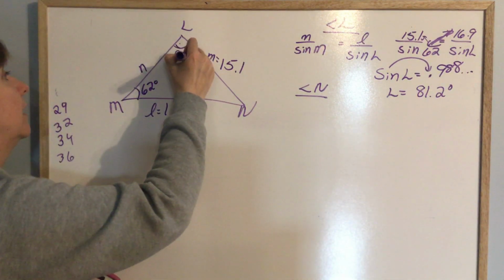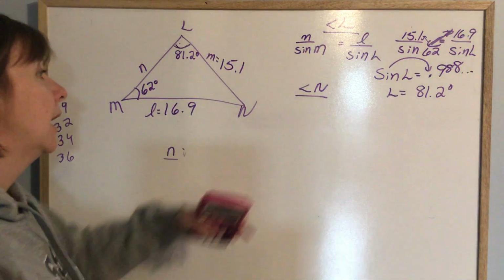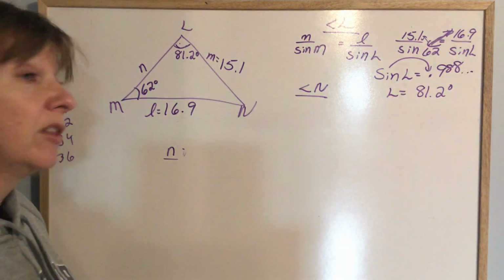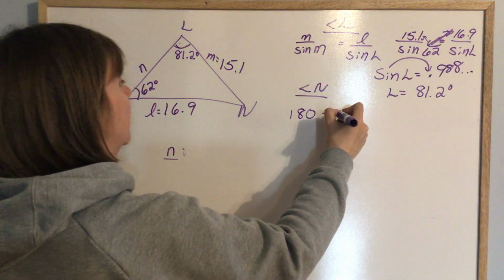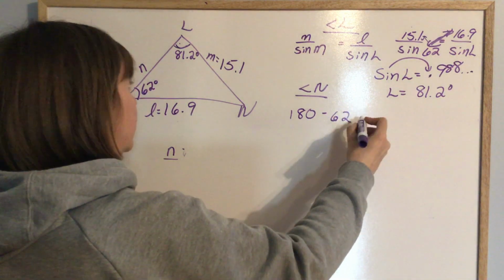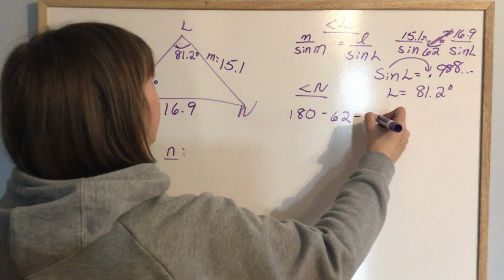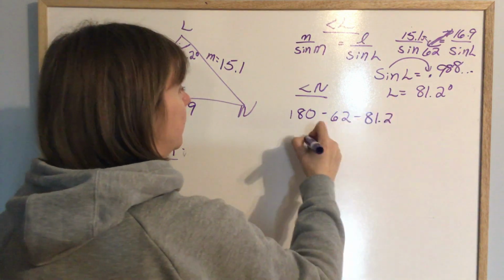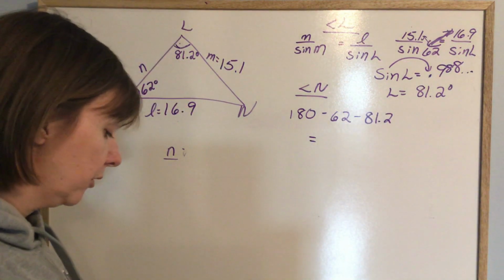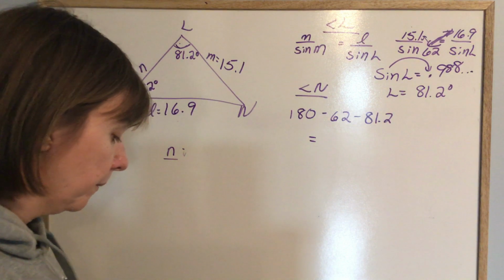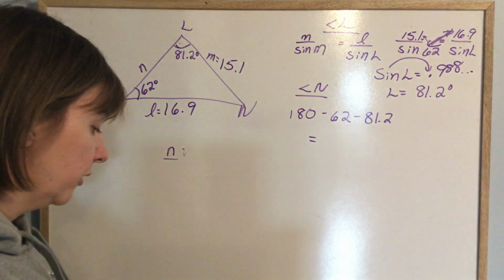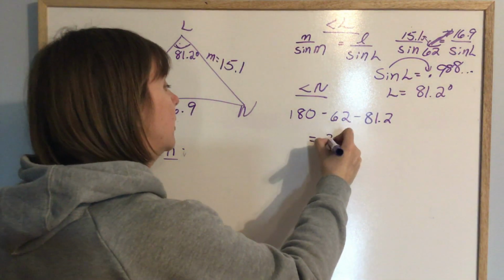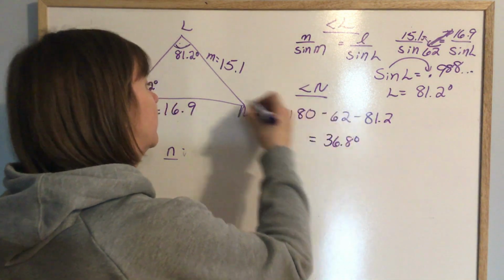So this is 81.2. Now I'm going to find angle N, and that one's easy because I know that the triangle has to add up to 180. M is 62. L is 81.2. So if I subtract those, 180 minus 62 minus 81.2, that's going to give me 36.8 degrees.